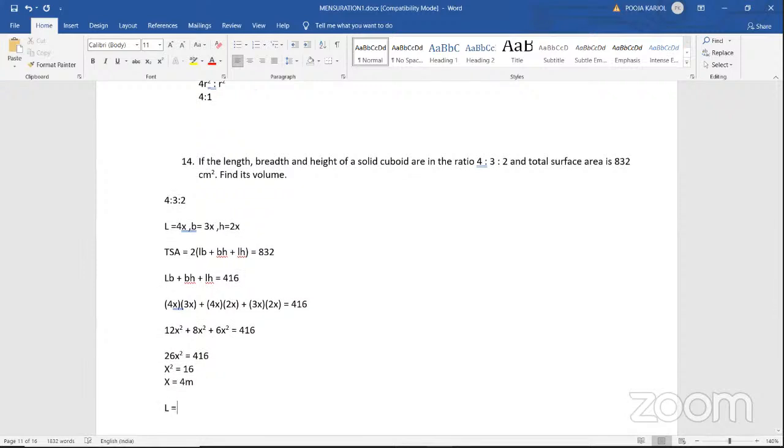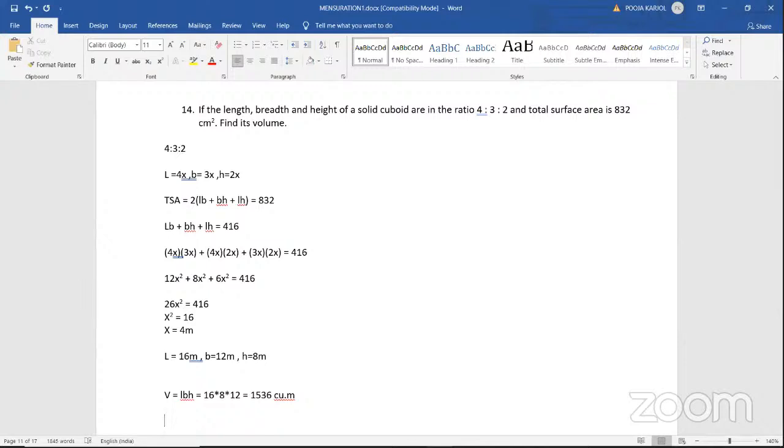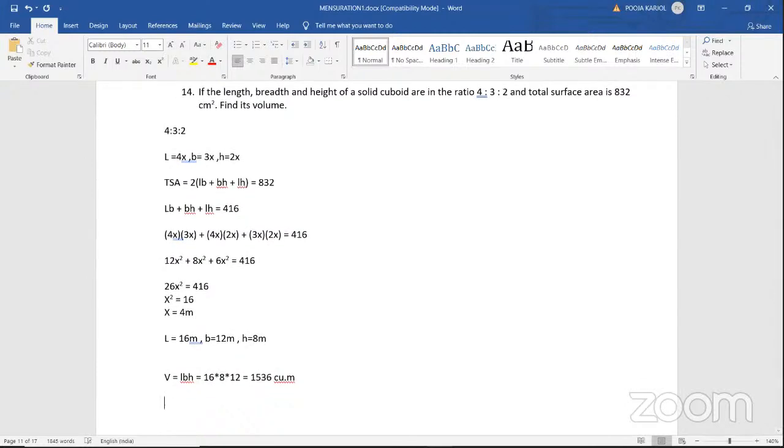So x is equal to 4 meters. Now, the actual length is 4x, which is 4 into 4, 16 meters. Breadth, which is 3 into x, is 12 meters. And height, which is 2x, 2 into 4, 8 meters. Volume is equal to LBH, 16 into 12 into 8, which is 1536 meter cube. Any doubt in this?